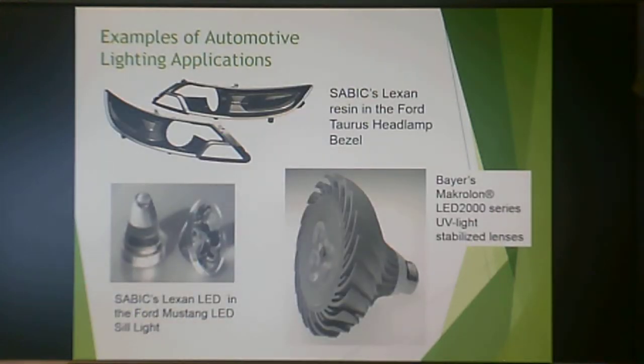So here's an example of lighting applications. Sabic Lexan is used in the Ford Taurus headlamp, and Macrolon is used in the LED 2000 series of UV light stabilized lenses. Sabic also uses a Lexan LED in the Ford Mustang.